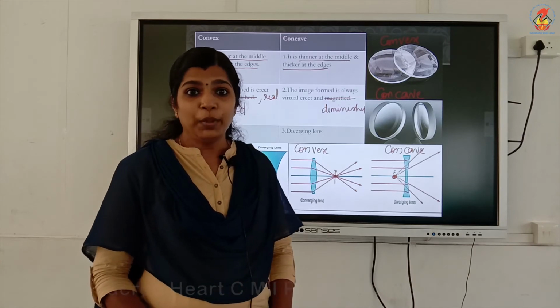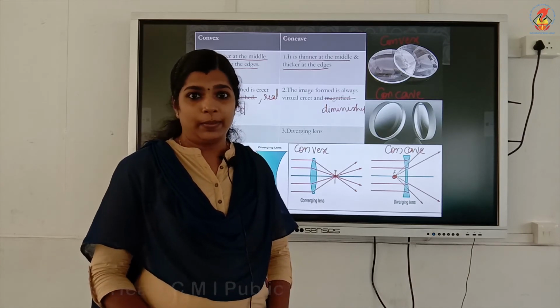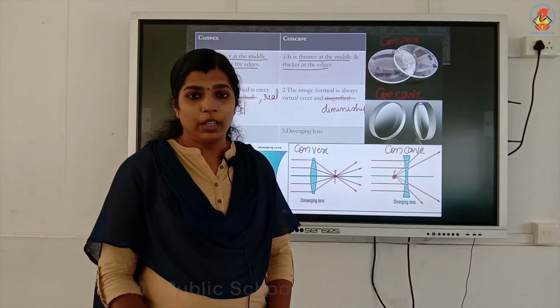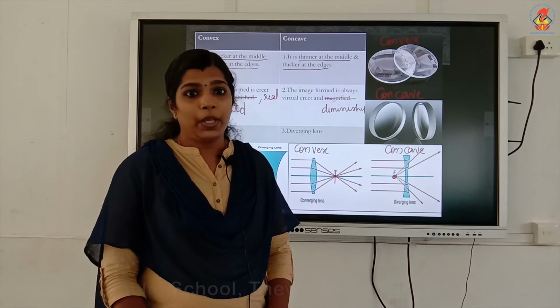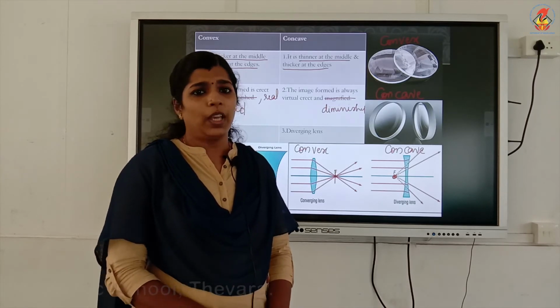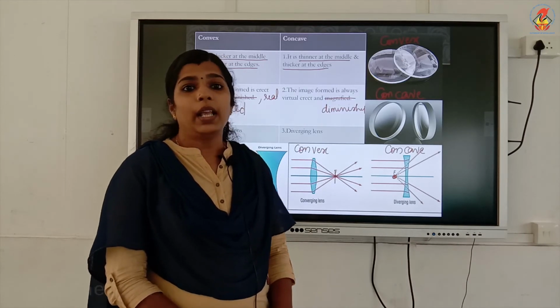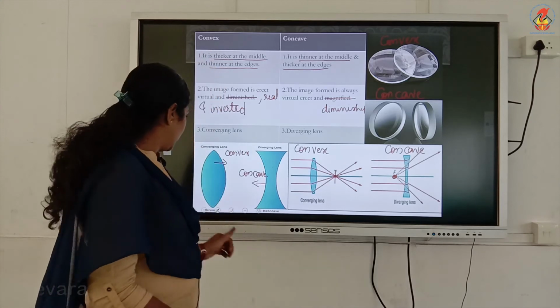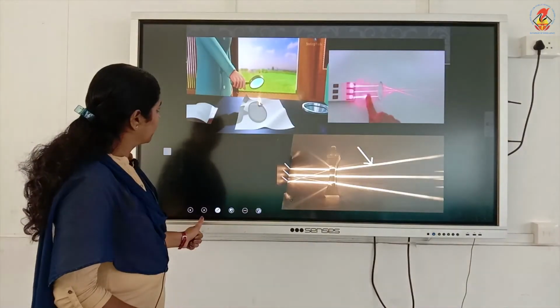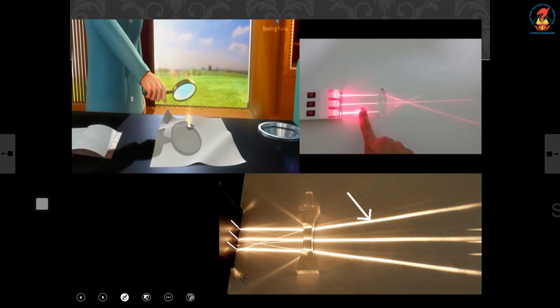In concave mirror, we did the same experiment. With the help of concave mirror, we can burn a piece of paper. The same way, with the help of convex lens, we can burn a piece of paper. This one is a convex lens or a magnifying glass.